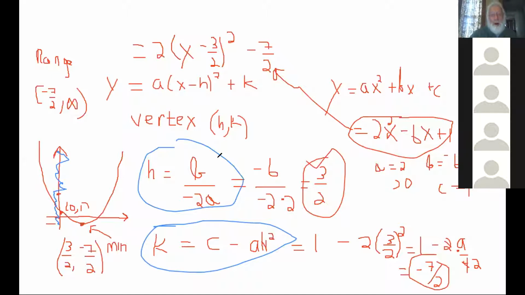Okay. And you can also get it by completing the square, but I was trying to do it a way where you didn't have to complete the square. But if you know how to do that, that's fine. So questions about that? Does that answer the question that you had? Yes. Okay, good.